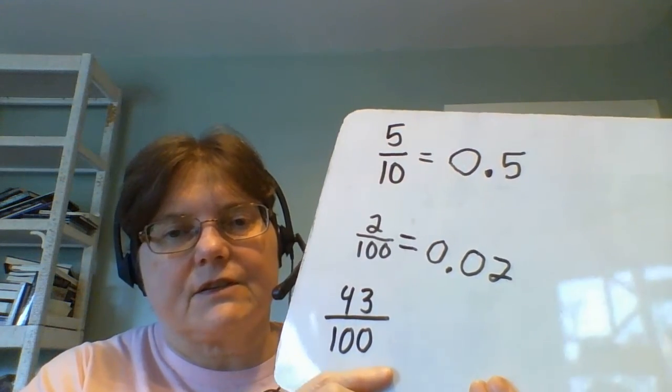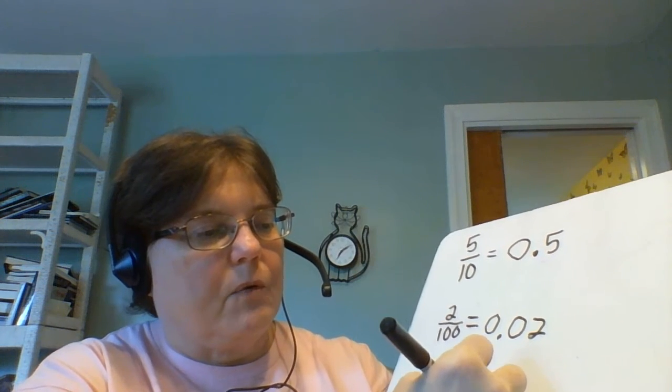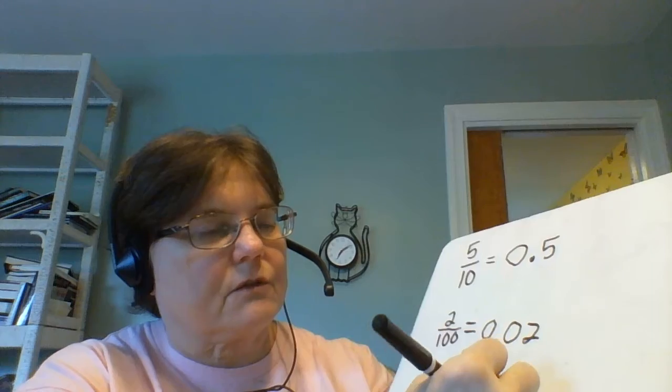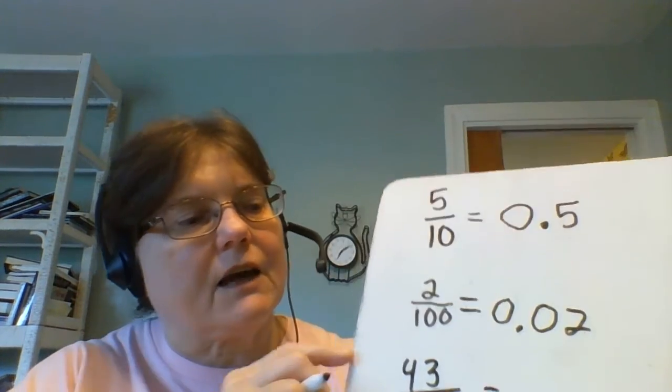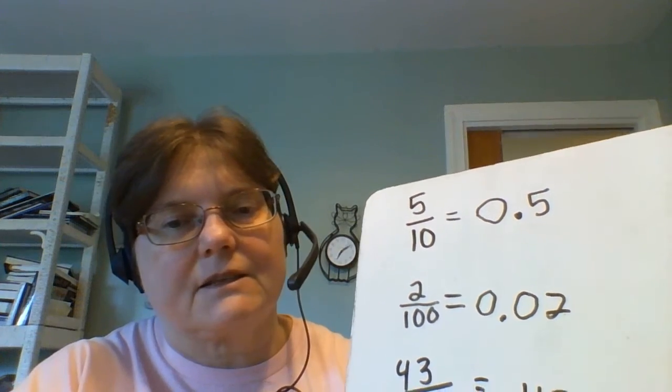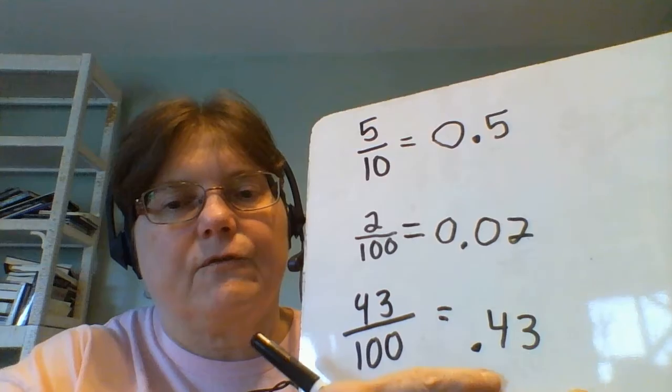Forty-three hundredths. That's going to be 0.43. It's not 4.3 because it's not 4 3/10. 43 hundredths is 0.43.